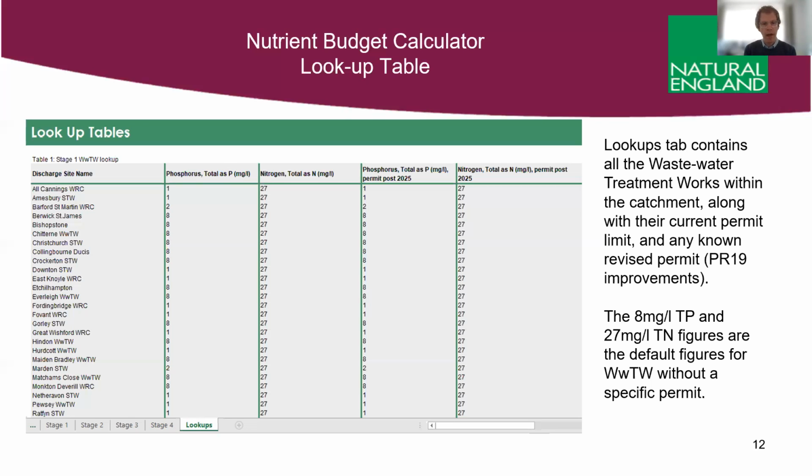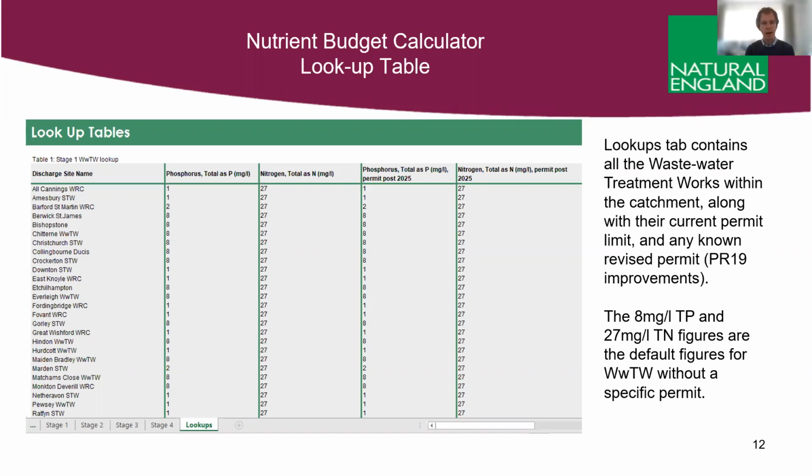I'd also highlight that you'll see a lot of 8s and 27s in that list. So where wastewater treatment works don't have a specific permit, the calculator has been pre-populated with 8 milligrams per litre for phosphorus and 27 milligrams per litre for nitrogen. Those are deliberately very precautionary figures. So we looked at various data for wastewater treatment works that have no permit, and we selected the highest values. So 8 was the highest value for phosphorus, 27 was the highest value for nitrogen. So those have been put in as default values for wastewater treatment works with no specific permits.